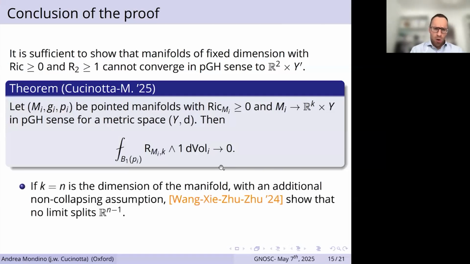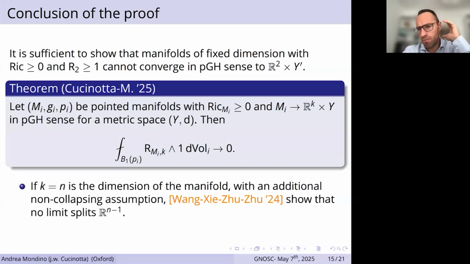Okay? So let me also mention that if k is equal to n, so if the manifold Mi converges to Rn, where n is the dimension of the manifold, and one has in addition some non-collapsing assumption, then Wang, Xie, Zhu, and Zhu show that no limit can split off R^(n-1). Okay, so one can improve the dimension by 1 if one considers the scalar curvature by adding a non-collapsing assumption.